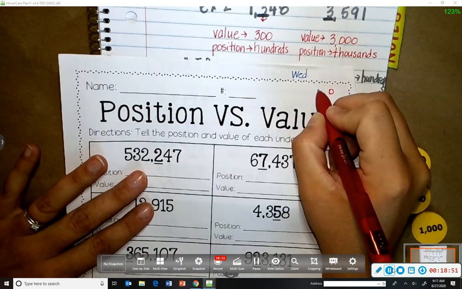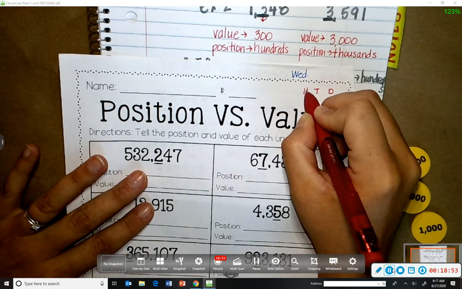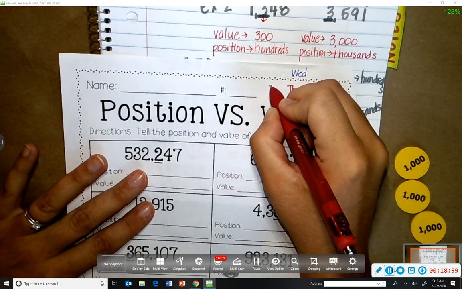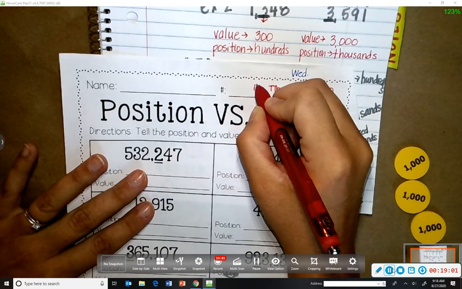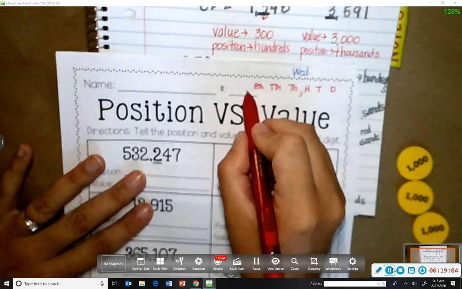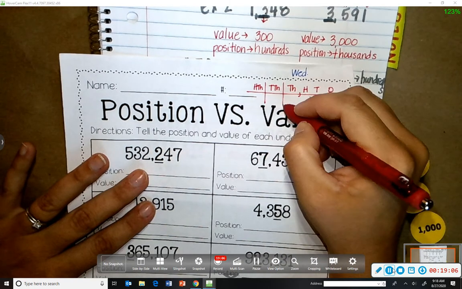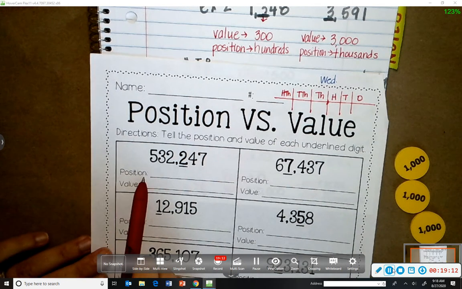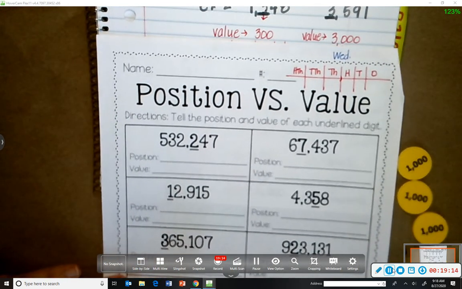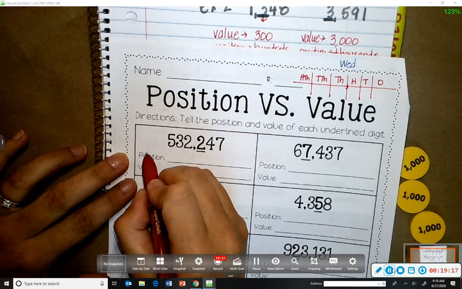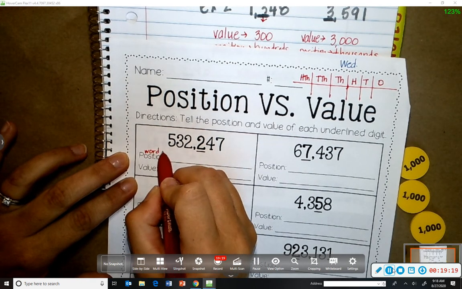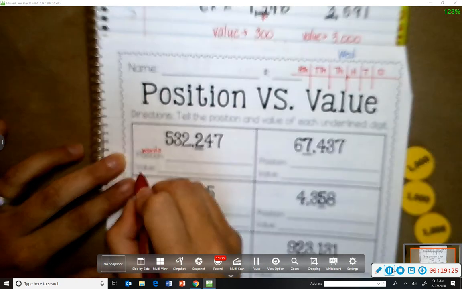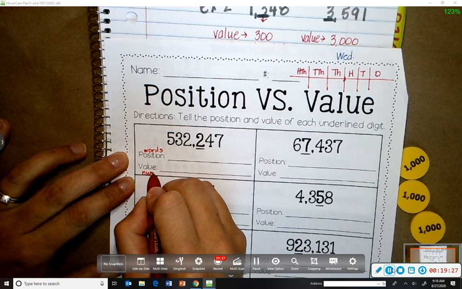It may also help for you to go ahead and write each place value up here at the top. So it would be ones, tens, hundreds, comma, thousands, 10,000s, and 100,000s. It's kind of like a mini little place value chart just for you to look back at on your sheet. Okay, so remember, position is what place it's in. That needs to be written in words. The value is how much it's worth. That needs to be written as a number.